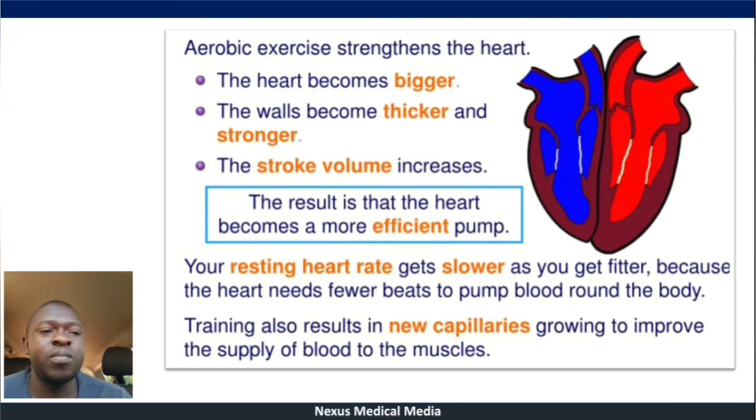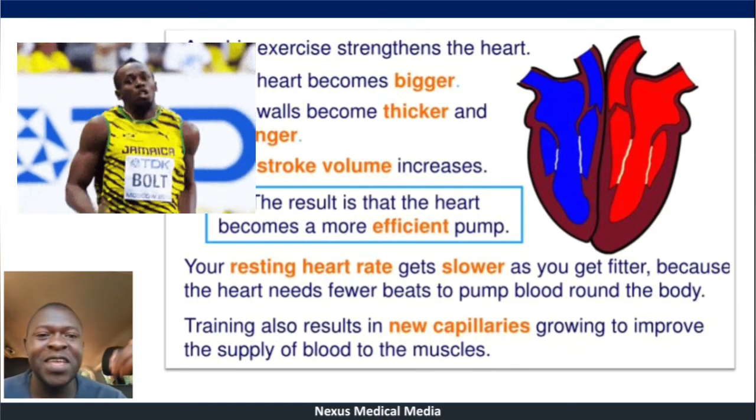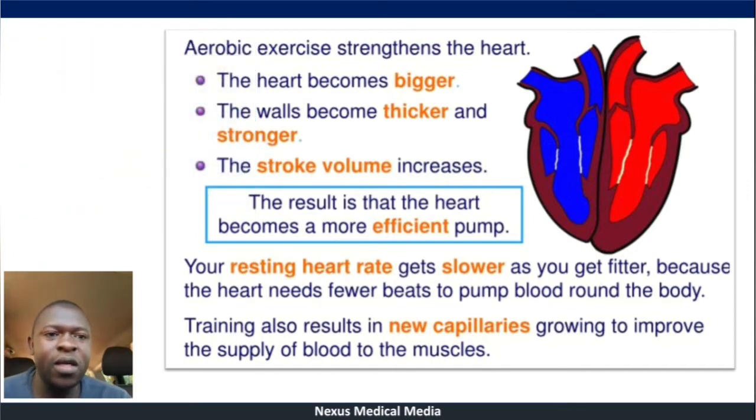So the heart becomes bigger. It's called hypertrophy. So let's talk about, like, boat athletes. In athletes, this hypertrophy is physiologic, it's not pathologic, and it means the walls of the heart become thicker and stronger, and the stroke volume increases, and the result is that the heart will become a more efficient pump.